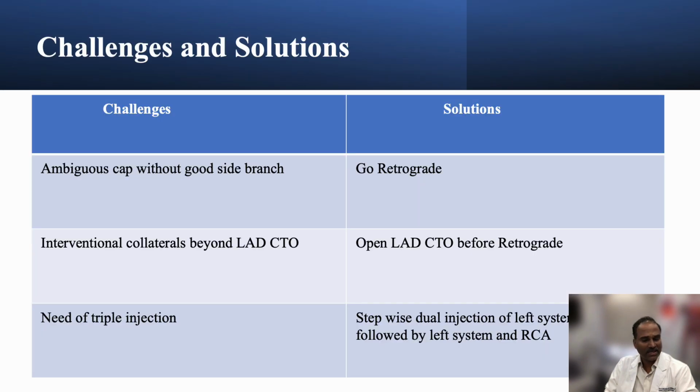Yes, these were the challenges. With an ambiguous cap, we can go retrograde first and then start antegrade wiring, and there were interventional collaterals, but they were beyond the LAD CTO. So that makes it mandatory to open the LAD CTO before going retrograde, and also the need for triple injection to visualize your retrograde vessel, which can be managed by stepwise dual injection: open the LAD CTO first and then take the same guide into the diagonal.